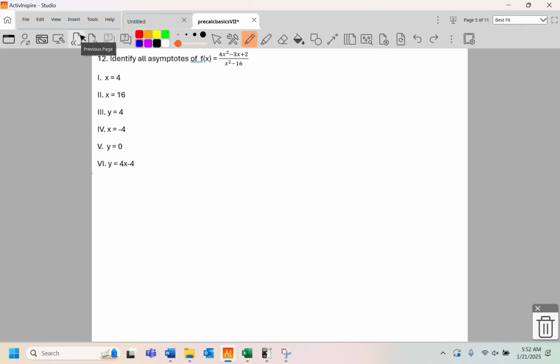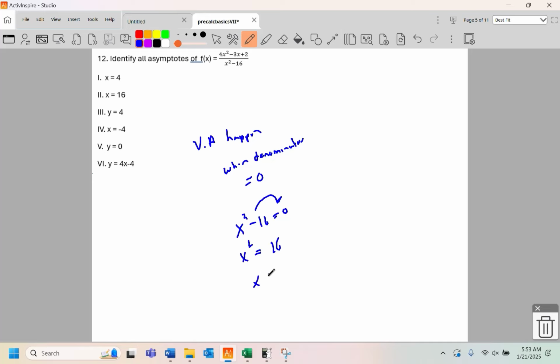Moving backwards again to 12, identify all asymptotes of this function. All right, so the easy ones happen in the denominator. Your vertical asymptotes happen when the denominator is equal to 0. So you take x squared minus 16, you set it equal to 0. You add 16, and x is plus or minus 4. Choices 1 and 4.